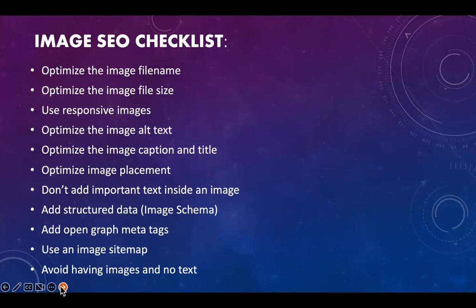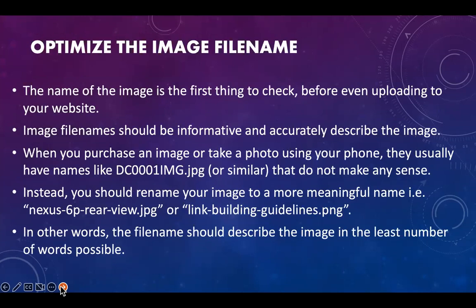Number one, optimize the image file name, optimize the image file size, use responsive images, optimize the image alt text, optimize the image caption and title, optimize image placement. Don't add important text inside an image. Add structured data image schema. Add open graph meta tags. Use an image sitemap. Avoid having images and no text to describe it. So let's look at these checklists in detail.